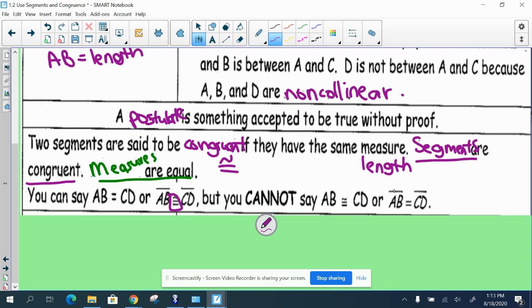And then the segments themselves, the figures, they can't be equal, they have to be congruent. So don't write it like this. This would be the correct way to write the difference between equals and congruent.